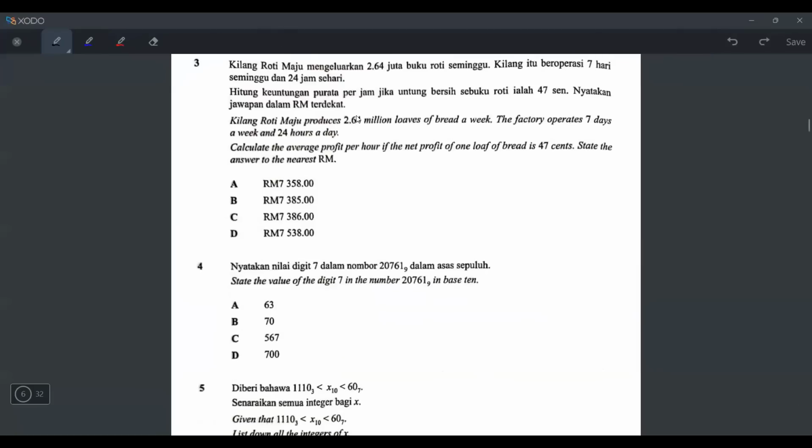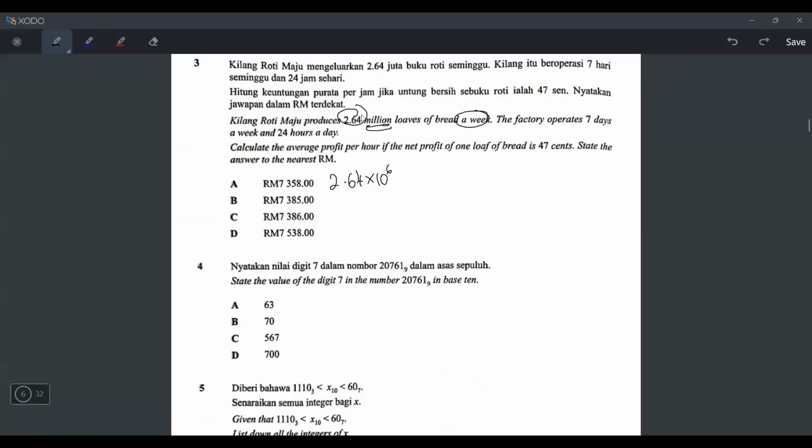Kilang Roti Maju produces 2.64 million. Okay, you have to know that million means times 10 power 6. It means 1 million is 1,000,000, 6 zeros. But if they say 2.64 million, it means 2.64, and then you just have to move the decimal point backwards 6 times. Okay, Kilang Roti Maju produced 2.64 million loaves of bread a week.